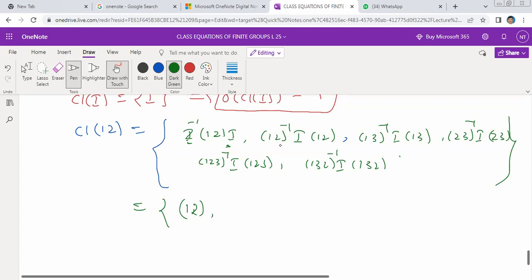What is the inverse of 1 2? What does it become here also? 2 1. Then again operating this one, what are we getting? Again it is 1 2. Does 1 2 come? Yes sir. Yeah, 1 2. It is both 1 2 and 2 1. What about this one? 1 3, sir. Right. Next.